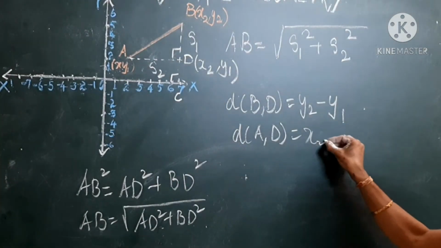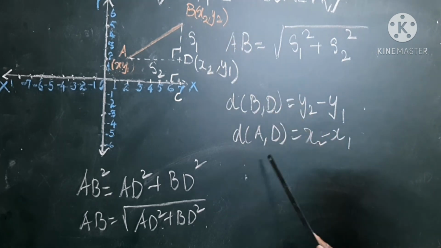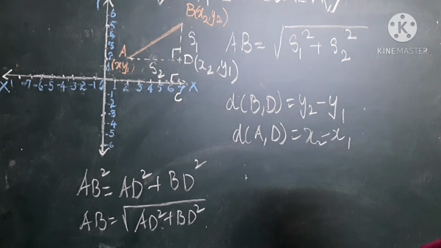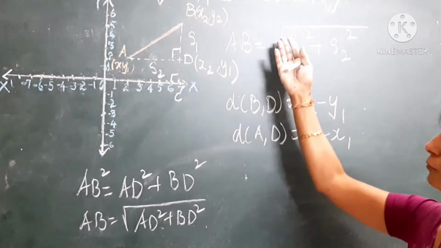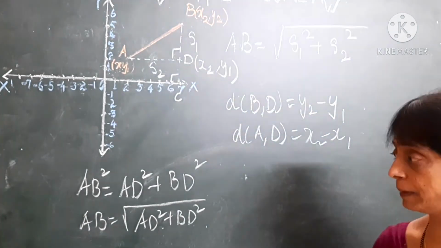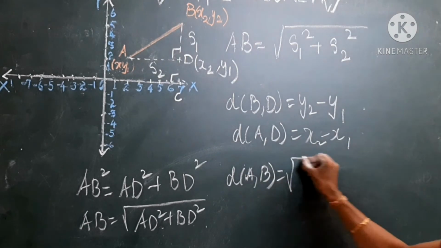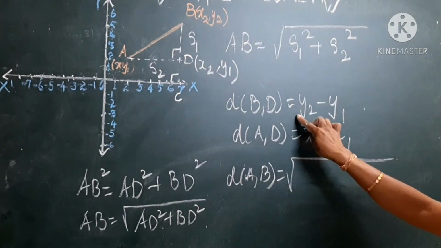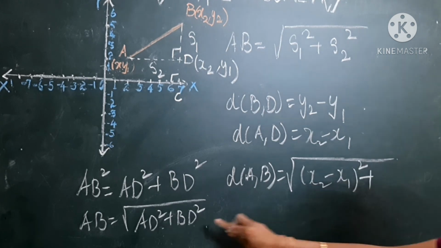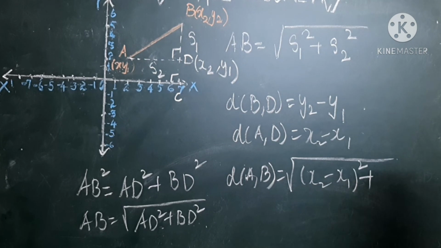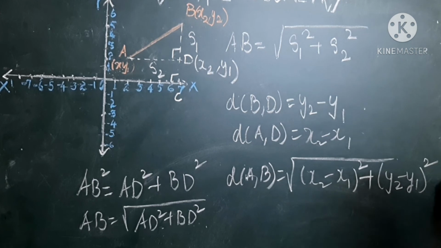So here we are children. We got distance BD, we got distance AD. So how do you get AB now? That is the length of the hypotenuse, and ultimately our answer, which they have told us to find out, is distance AB. Distance AB will be equal to the square root of AD square, that is x2 minus x1 the whole square, plus BD square, that is y2 minus y1 the whole square.